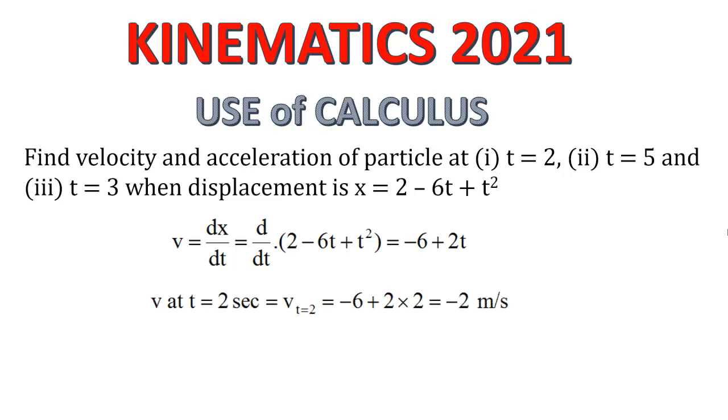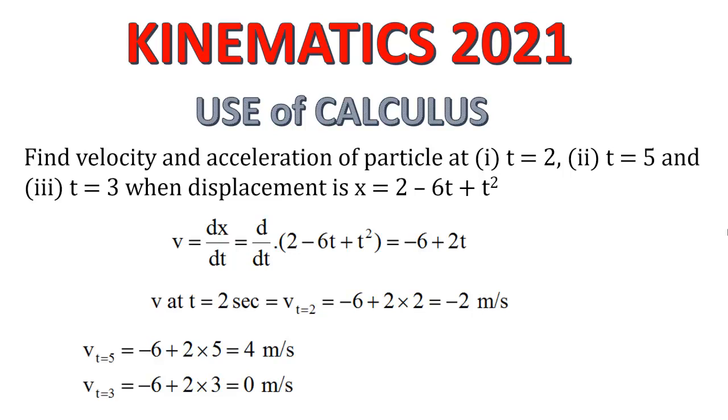So let me check it out. Velocity at t equals to 2 is negative 2 meter per second, because I have placed t equals to 2. In the second case I'll put minus 6 plus 2 into 5 for 5 seconds and then for 3 seconds. So we can find the velocity is varying every time, that simply means velocity is not constant because it is a function of t. That means it is varying. If the expression of t is not in the velocity expression, we will say it's a constant velocity.